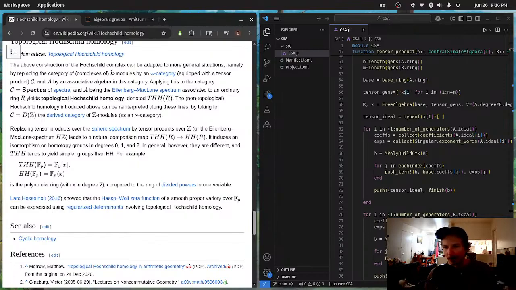The above construction of Hochschild complex can be adapted to more general situations, namely by replacing this. Is not something that I want to think about either.